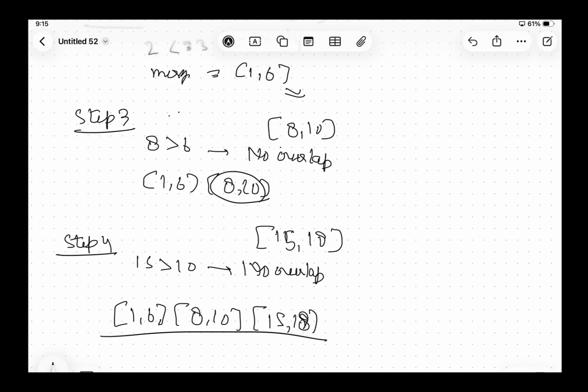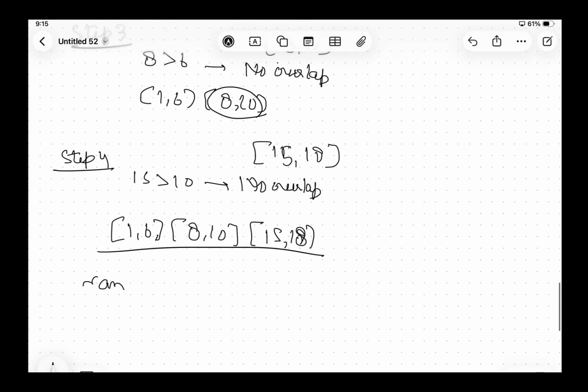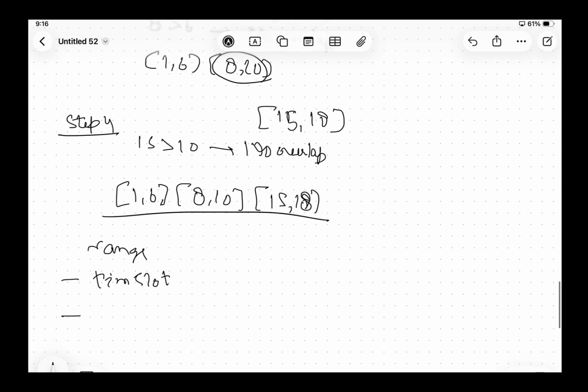Whenever in any question you see words like range, time slot, or start or end value, immediately think this might be an interval problem. That's the one intuition you should have. Try to solve it with the interval pattern: first sort, and then recognize the pattern quickly in an interview or when solving on LeetCode or anywhere. Hope you got the idea. In the next lecture we're going to implement this.